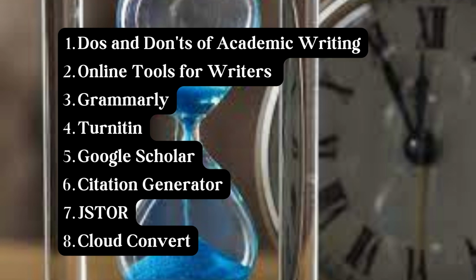The first website that you need is Grammarly. Why do you need Grammarly? It is a writing assistant for grammar, spelling, and style improvement. It provides real-time suggestions and corrections. The premium version includes plagiarism detection. Number two, Turnitin.